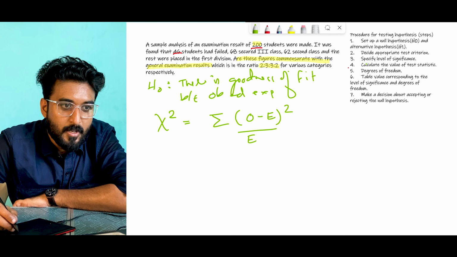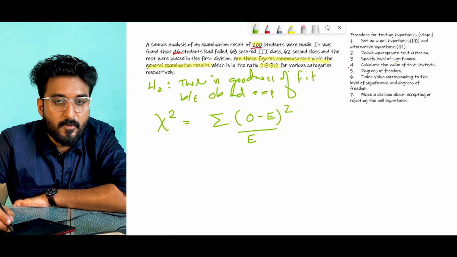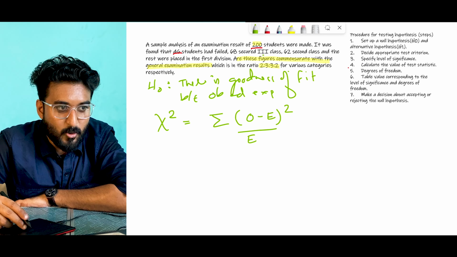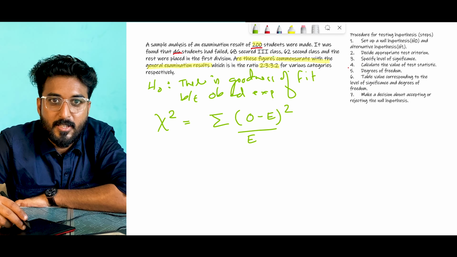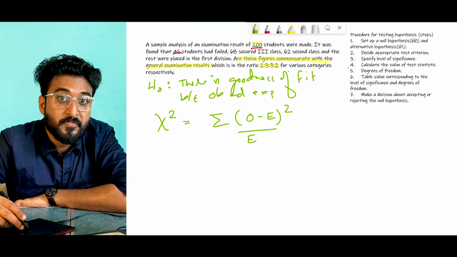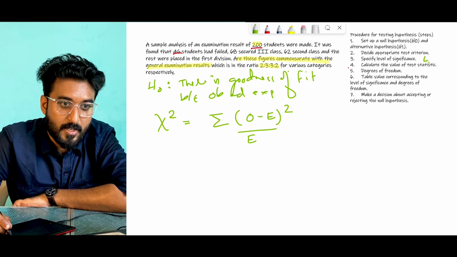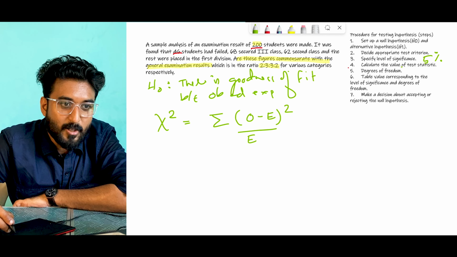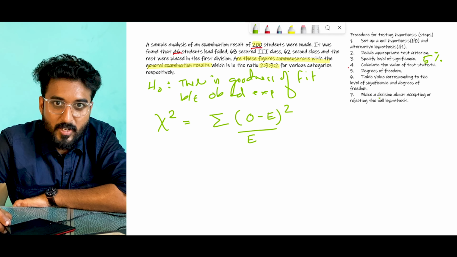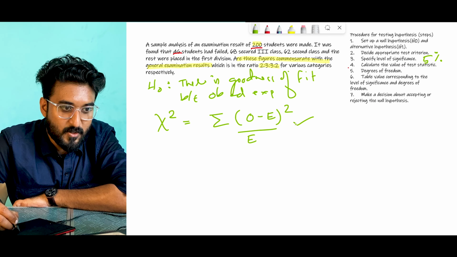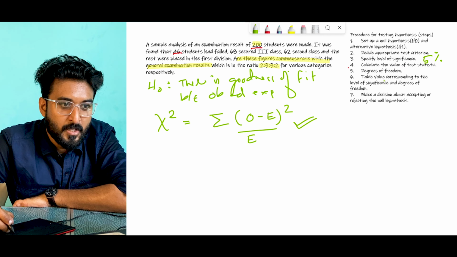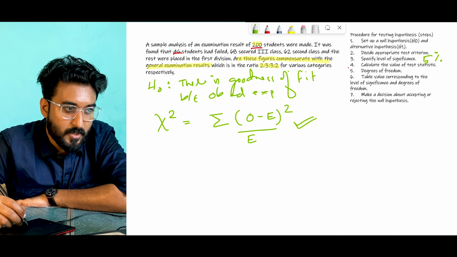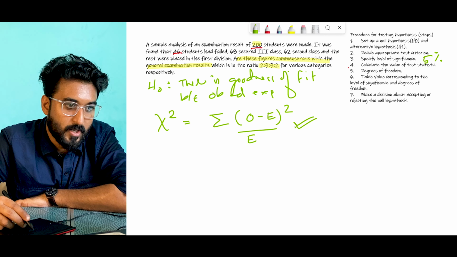Clear. So next one is to specify the level of significance. In this question they didn't give any level of significance, so you can use 5%. So the level of significance is 5%, and then calculate the value of the test statistic. Next, degrees of freedom, then the table value. Okay, so we are going to find this chi-square value. So how do we find the chi-square value here?